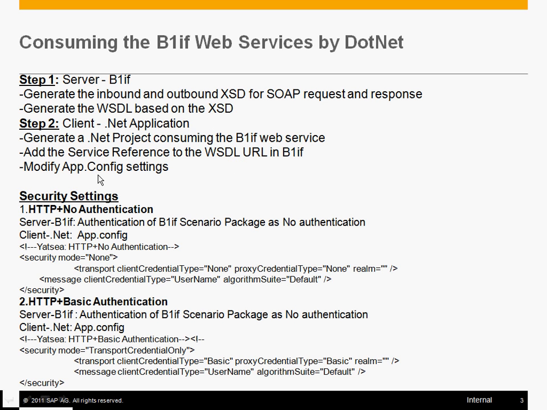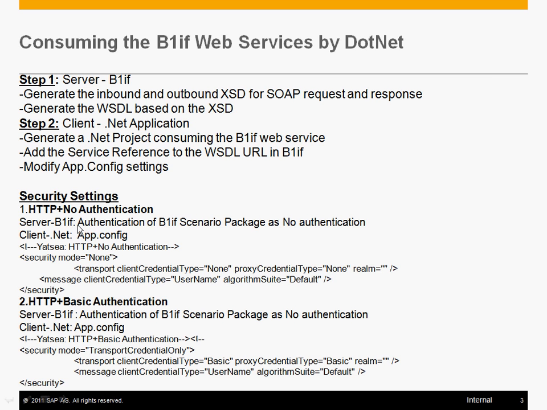Then we are going to see that we need to modify some app configuration settings, especially the security setting. We are going to learn two scenarios for the security setting. The first one would be the communication over HTTP with no authentication in the web service. No authentication means everyone can invoke the web service method without a username and password, as long as they get the WSDL and know where the WSDL is. We are going to do the first scenario with this.